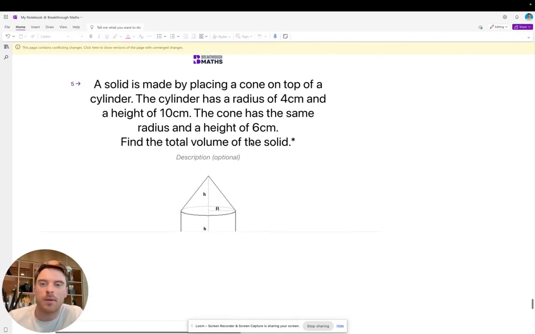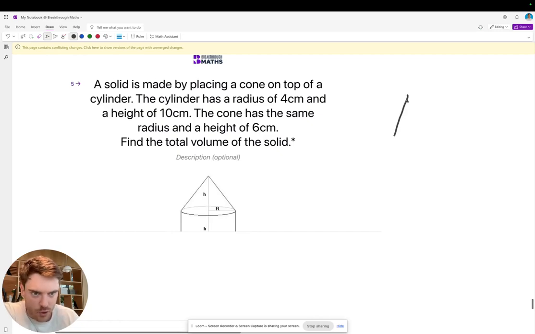A solid is made by placing a cone on top of a cylinder. The cylinder has a radius of 4 centimeters and a height of 10. The cone has the same radius and a height of 6. Find the total volume. So you're breaking it up, and you want to find the cone at the top first.